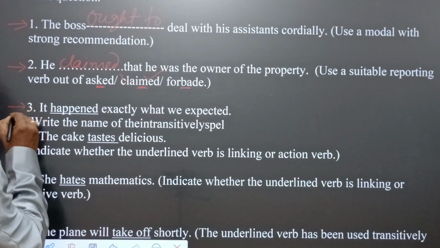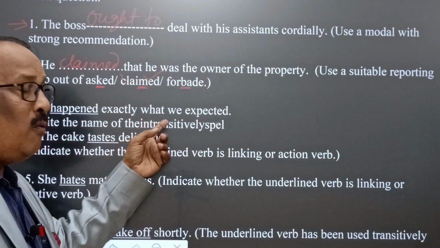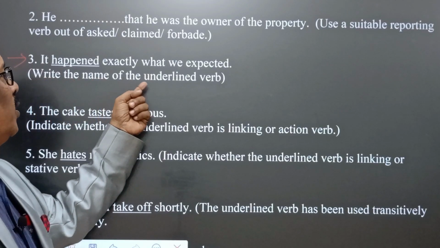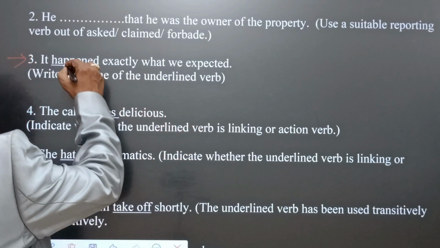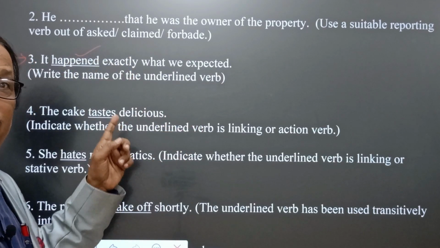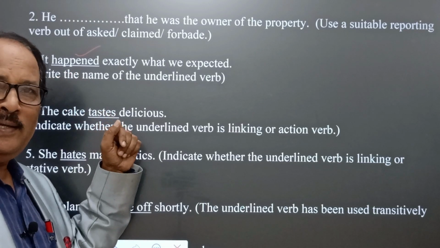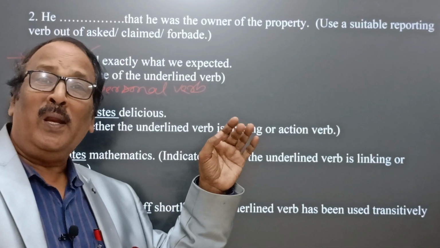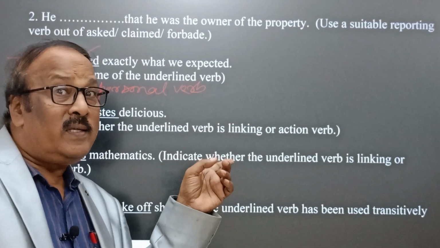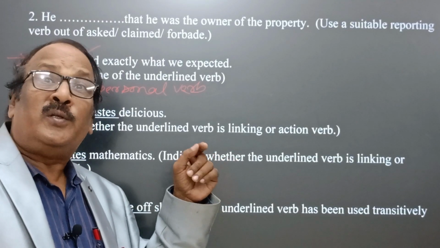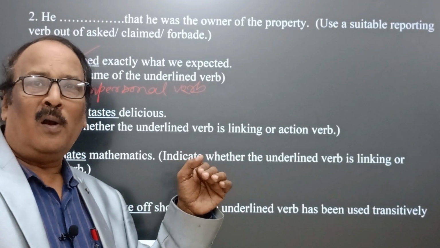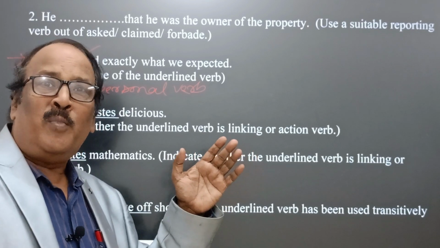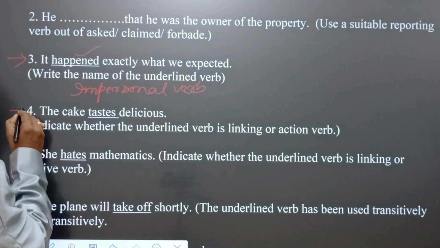Question number 3. It happened exactly what we expected. The instruction is write the name of the underlined verb. Here the underlined verb is happened. As the subject is it, happened is an impersonal verb. It is because whenever a verb takes it as the subject, then the verb is called an impersonal verb because it is an impersonal pronoun.